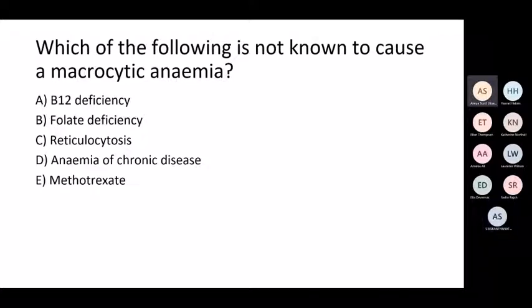Okay. So first question: which of the following is not known to cause a macrocytic anemia? B12 deficiency, folate deficiency, reticulocytosis, anemia of chronic disease, or methotrexate.